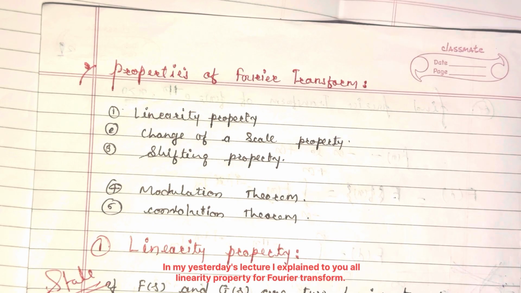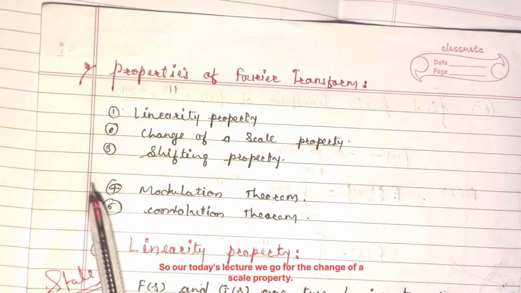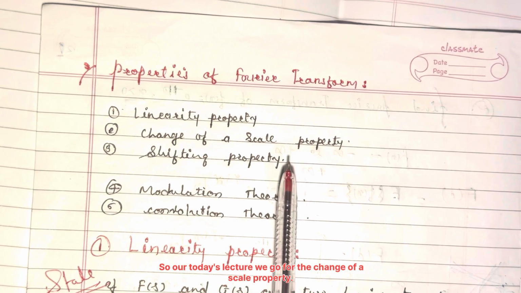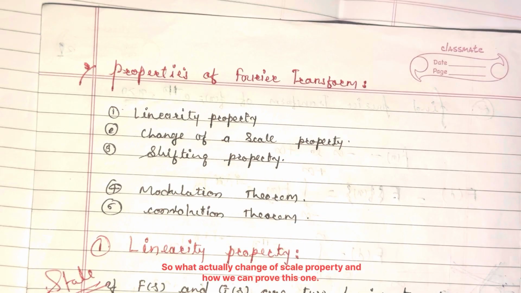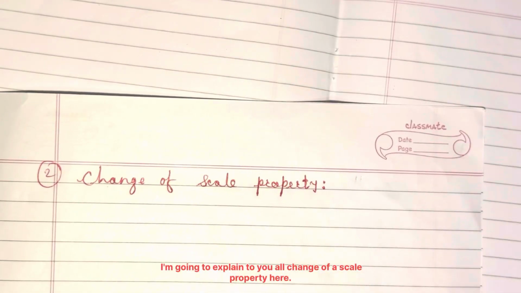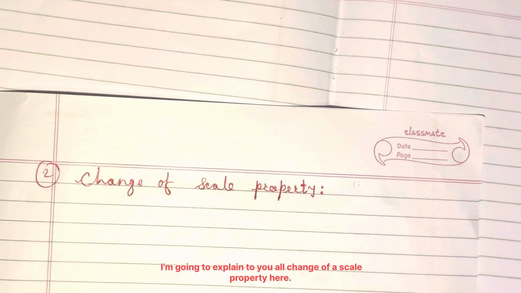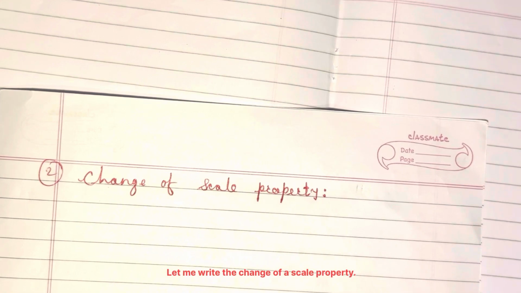In my yesterday's lecture I explained the linearity property for Fourier transform. In today's lecture we go for the change of scale property. What actually is the change of scale property and how can we prove it? Let's dive into today's lecture. I'm going to explain the change of scale property here. Let me write the change of scale property.